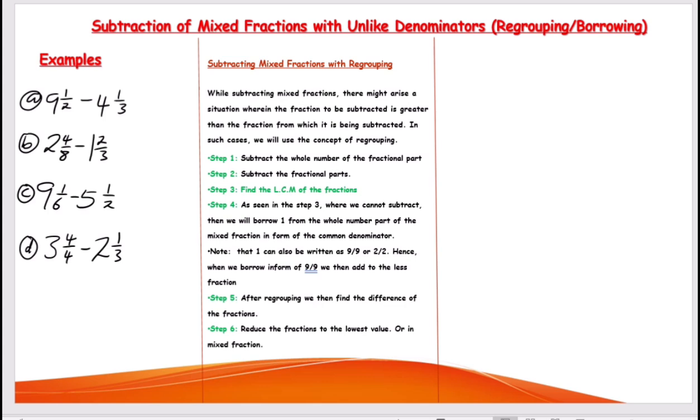Step 5, after regrouping, we then proceed and find the difference of the fractions. Step 6, we reduce the fraction to the lowest value as the case may be, or we leave it in mixed fraction. So let's proceed with our examples on subtraction of mixed fractions with unlike denominators.